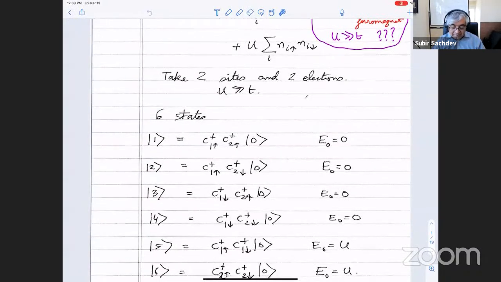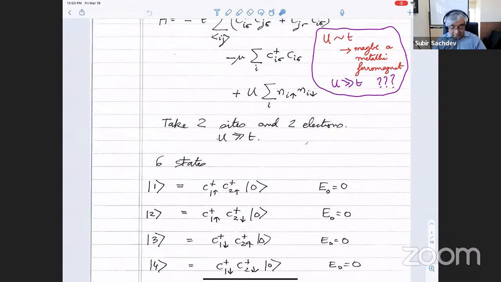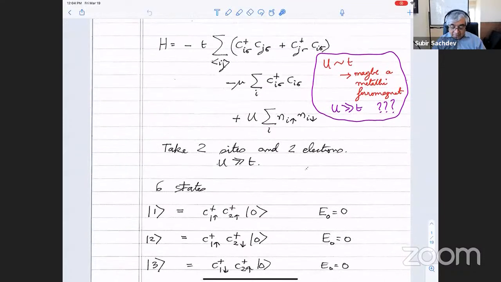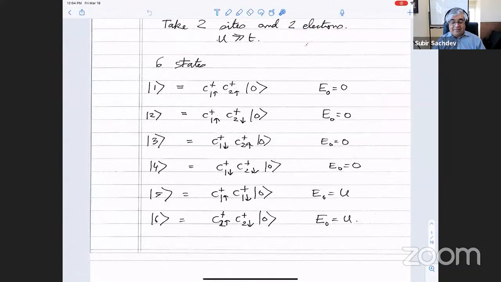So if I have 2 sites in the Hubbard model, let's restrict ourselves to the case where there are only 2 electrons total. With 2 sites and 2 electrons, there's a total of 6 states. Here they are. What you notice then is that 4 of the states have energy 0 to 0th order in T, and 2 of them have energy U. So what we want to do is get rid of these states and get an effective Hamiltonian that acts only on these 4 states.